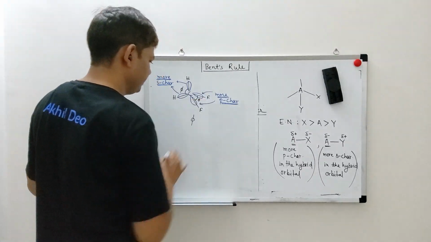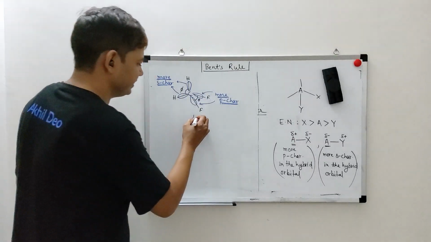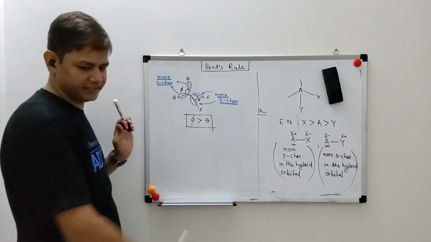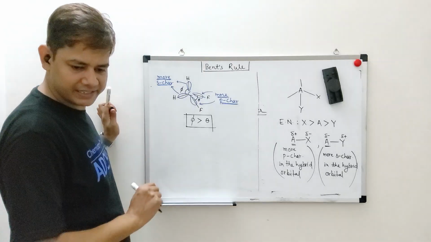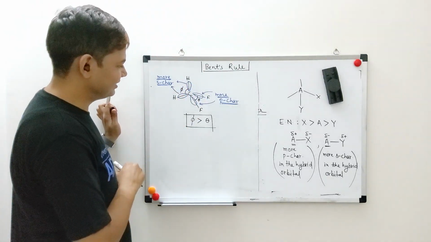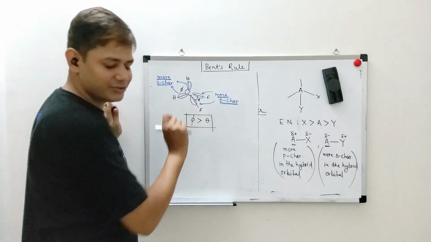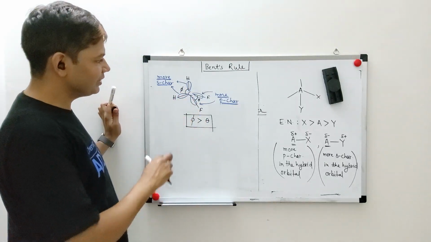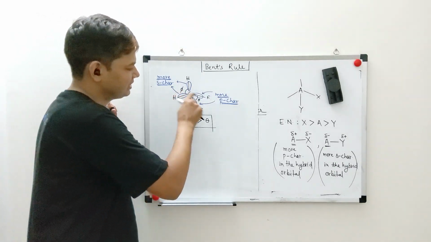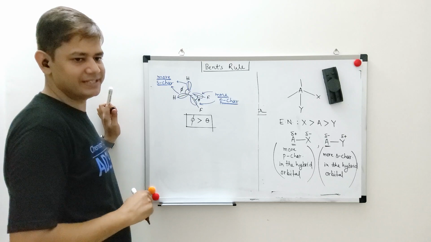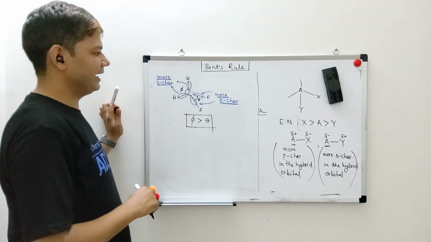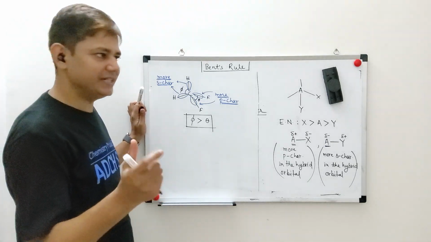It can be shown that phi is greater than theta. Experimentally, it has been proved that phi is greater than theta. And also logically, we can say that more S character means larger bond angle and more P character means smaller bond angle. So in the CH2F2 molecule, the fluorine-carbon-fluorine bond angle is smaller than the hydrogen-carbon-hydrogen bond angle, and this can be best explained by Bent's rule.